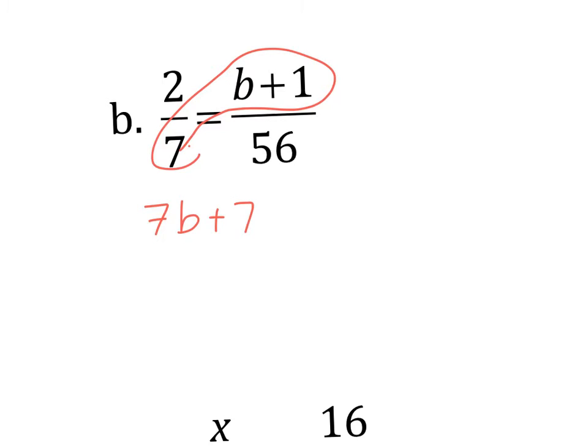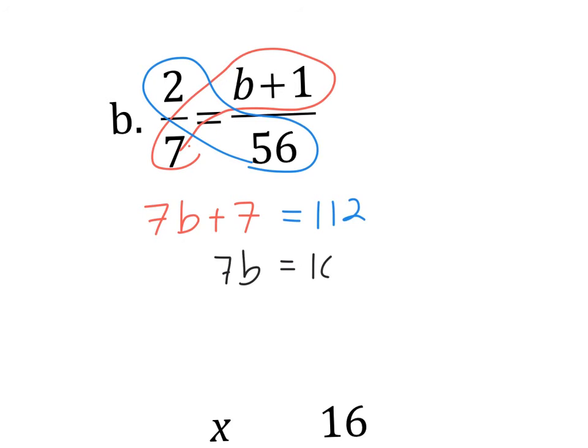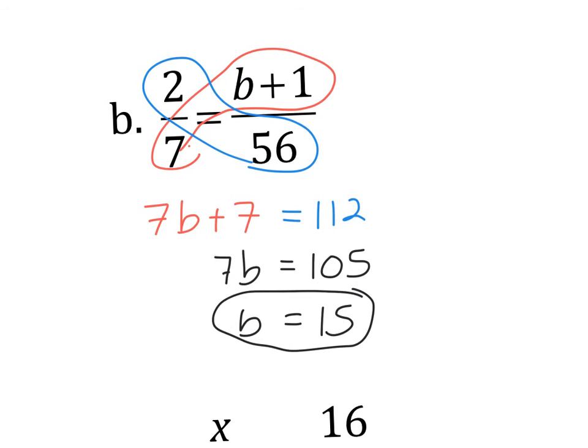7b plus 7. I had to distribute it to both terms in that other numerator, excuse me. And then I multiply those two together to get 112. Now we just solve like we normally do. 7b equals 105, and then b equals 15. We know we're right because if I put 15 back here, I get 16, and then I can divide both of those by 8. This gives me a 2, and this gives me a 7.